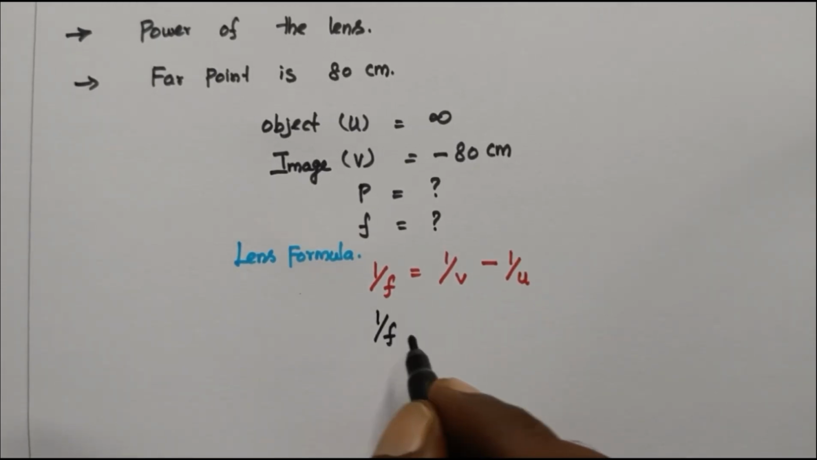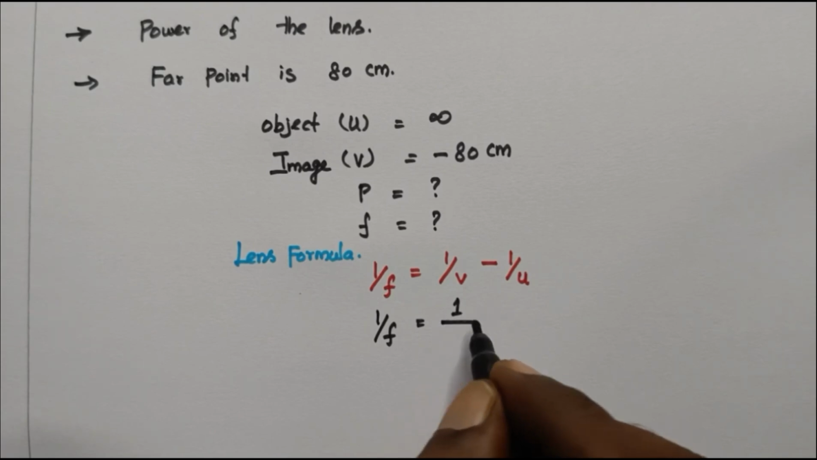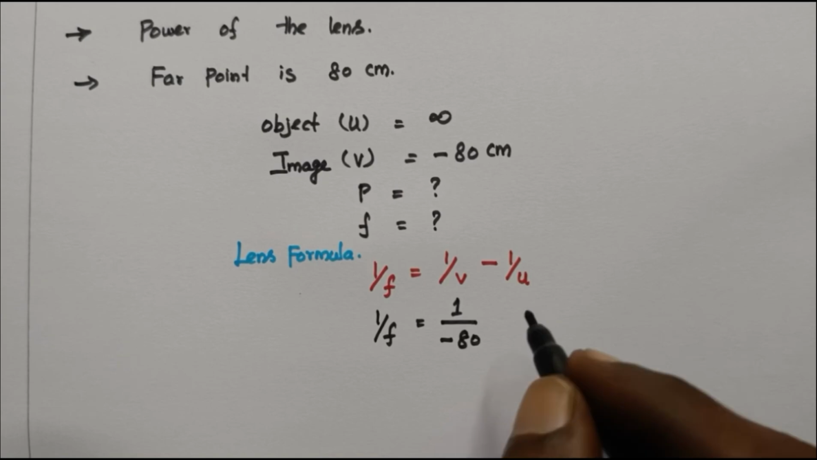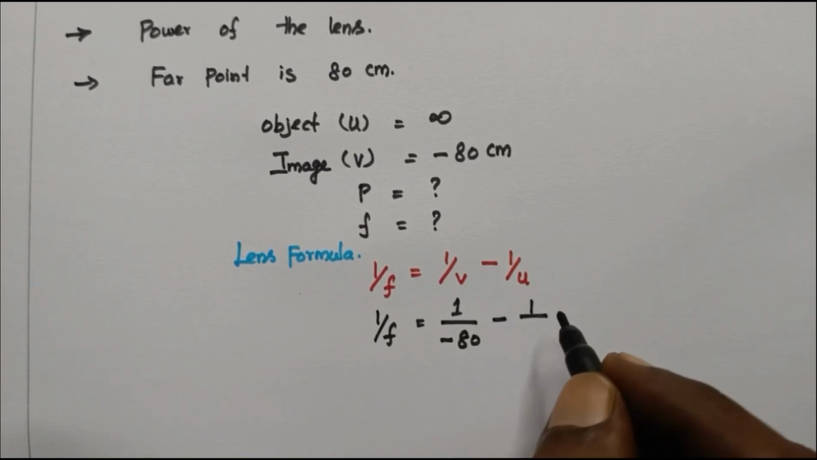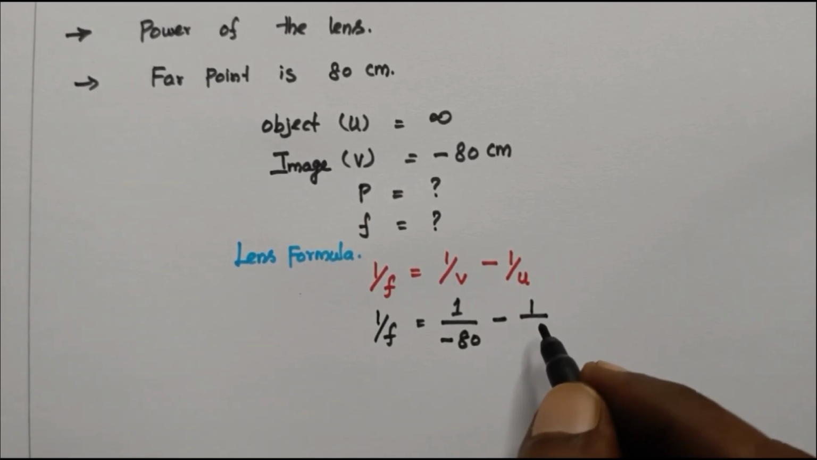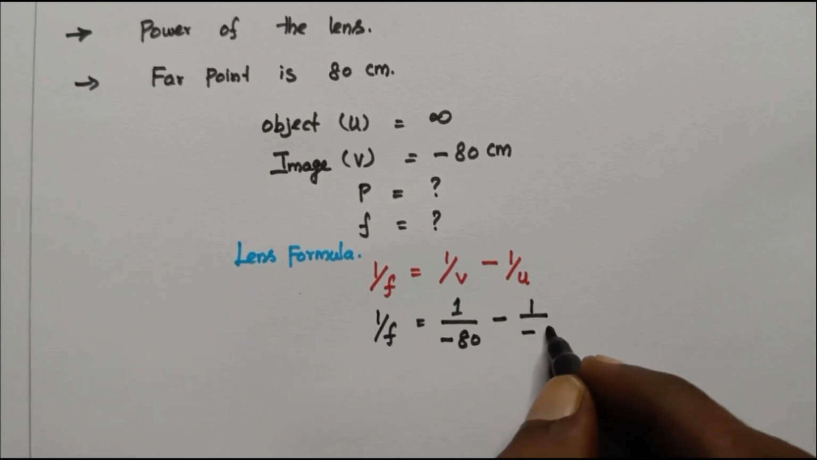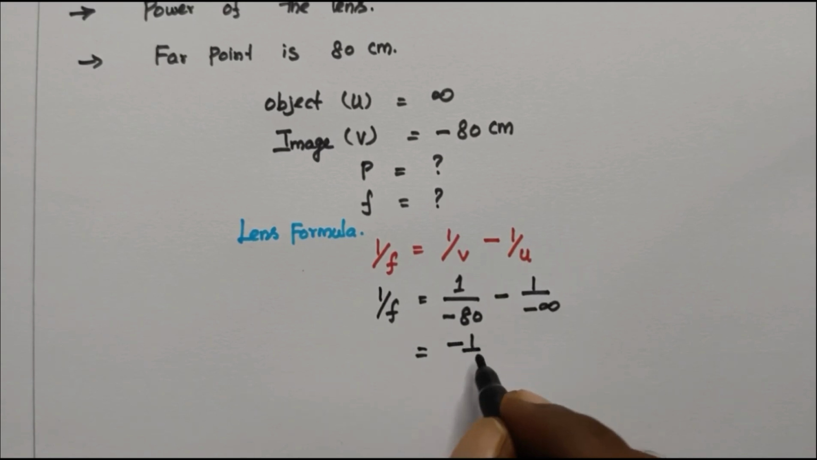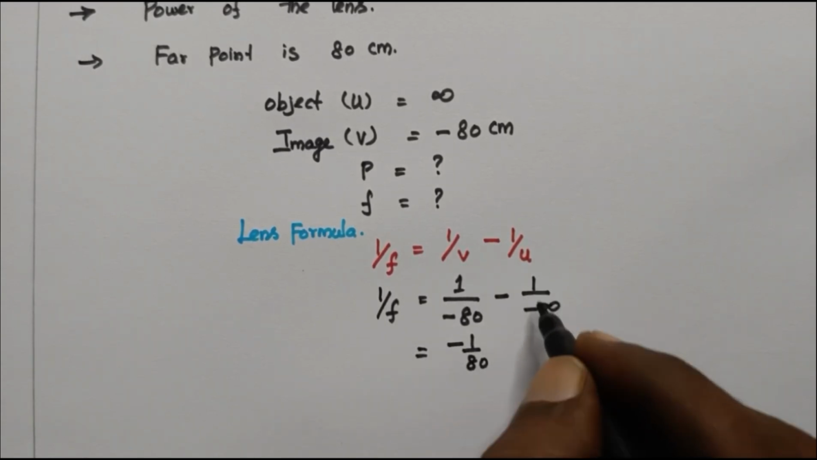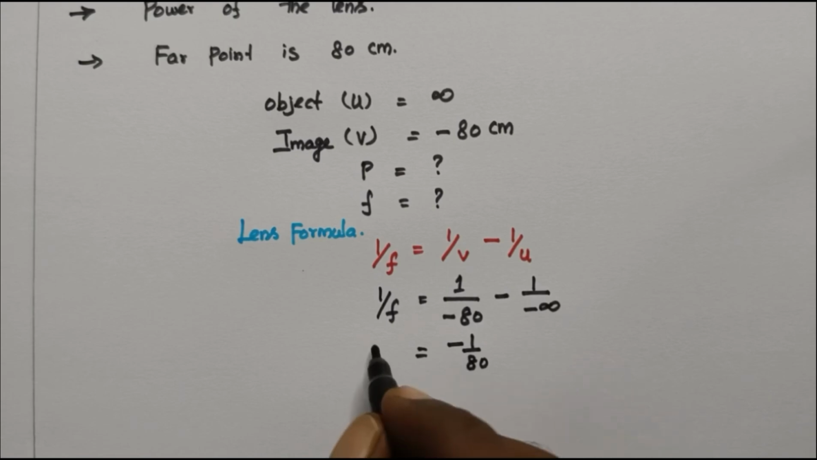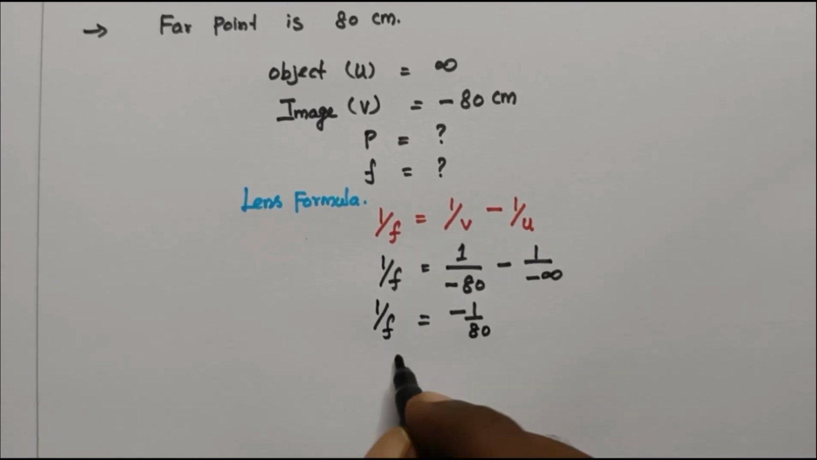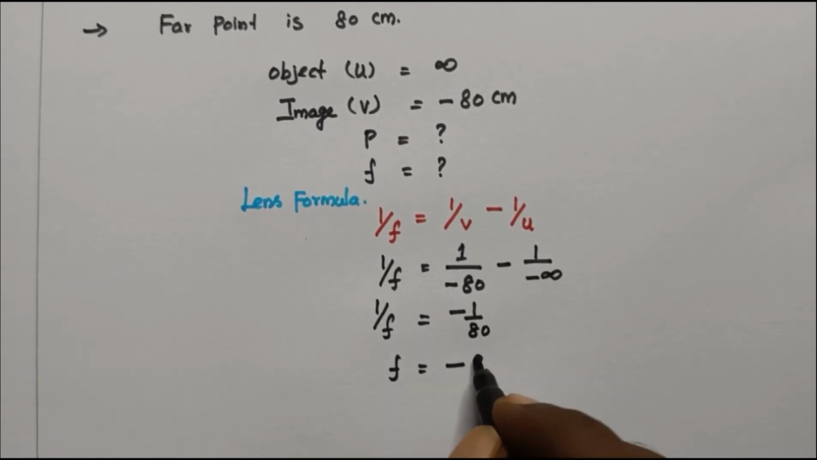1 by f is equal to 1 divided by, what is the image distance? It is minus 80. It is in centimeter. Minus 1 divided by, the object is also in front of the lens. Therefore, it is minus infinity. So this is equal to minus 1 by 80 and this will become 0. 1 by infinity is 0. Therefore, 1 by f is equal to minus 1 by 80. If we take the reciprocal, we will get f is equal to minus 80.